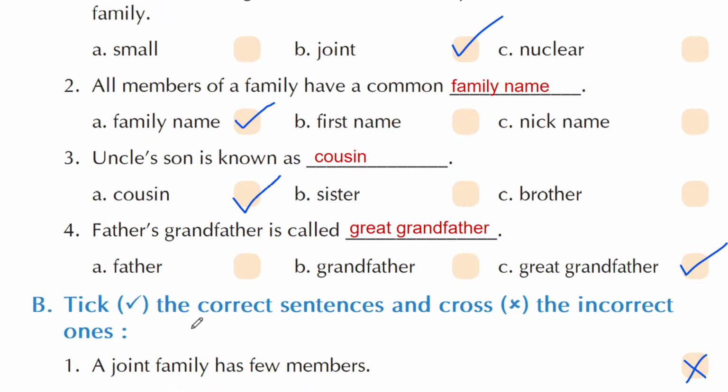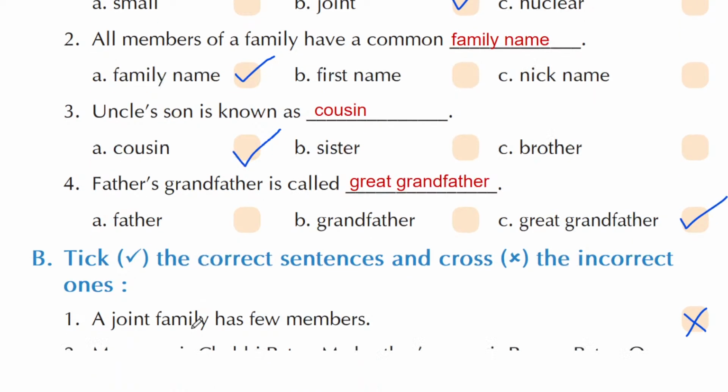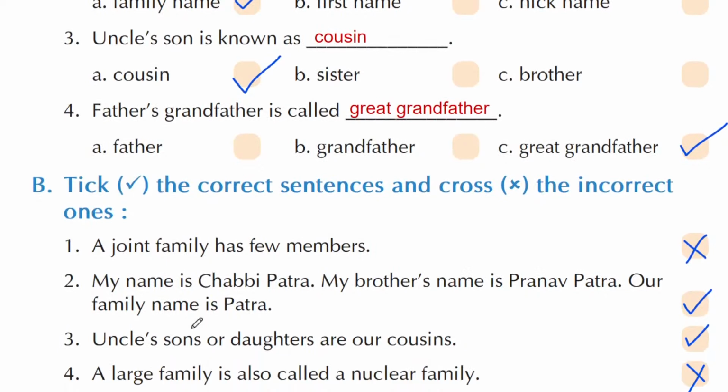The correct option is A, cousin. Question number 4. Father's grandfather is called dash. So, father's grandfather is known as or is called great grandfather. So the option C is the correct answer.